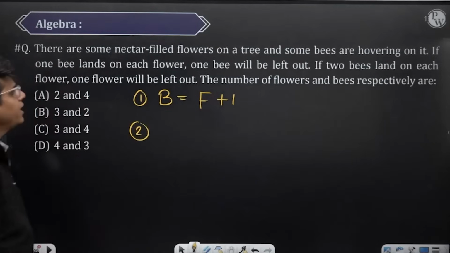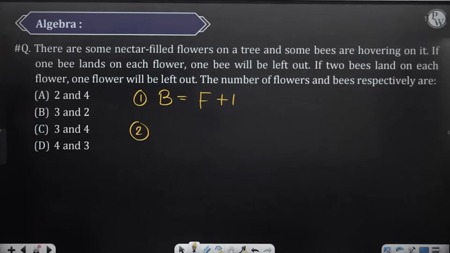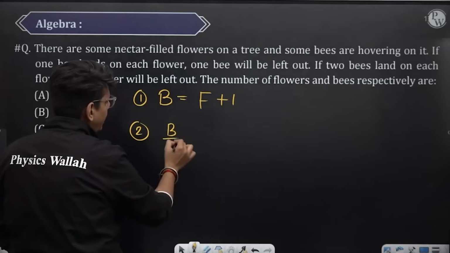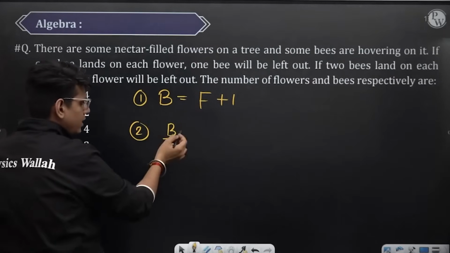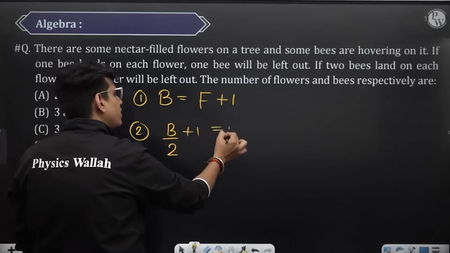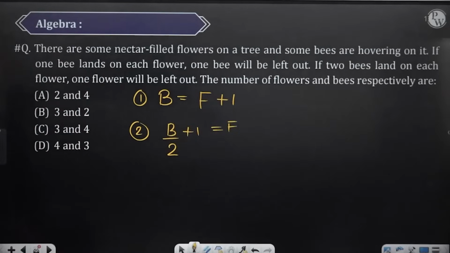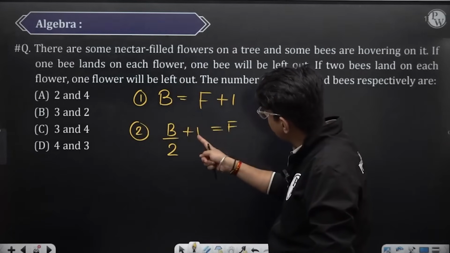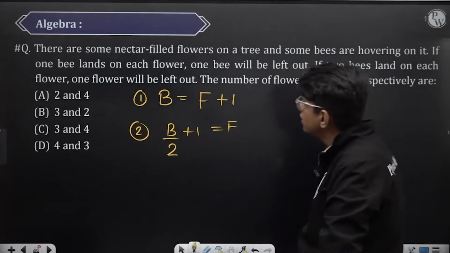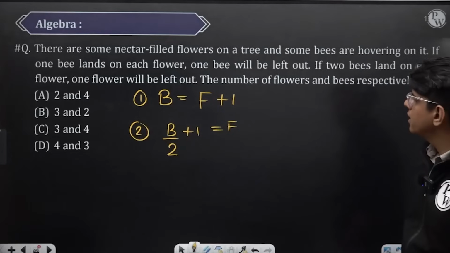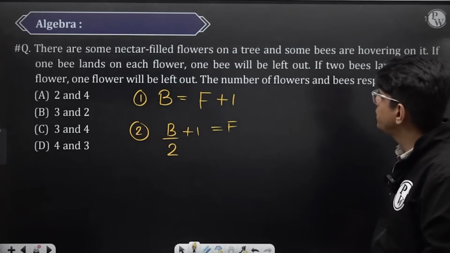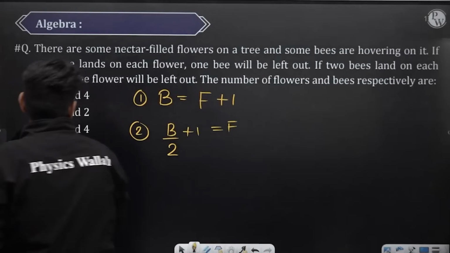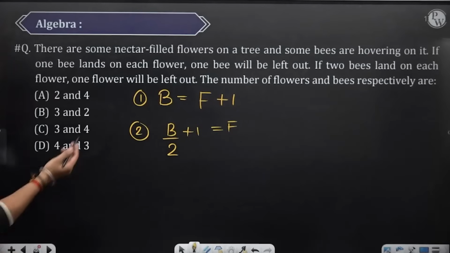Okay. Second equation is if two bees land on each flower, one flower will be left. So if the number of bees by 2, that many flowers, plus 1 equals the total number of flowers. If there are 2 bees on each of the flowers, then this is the number of flowers and one flower was left. So total number of flowers is b by 2 plus 1. Now we have two equations. Okay? So we have to solve this and find the number of bees. I can also do this by options, but we have to solve this. So let's do it like this.